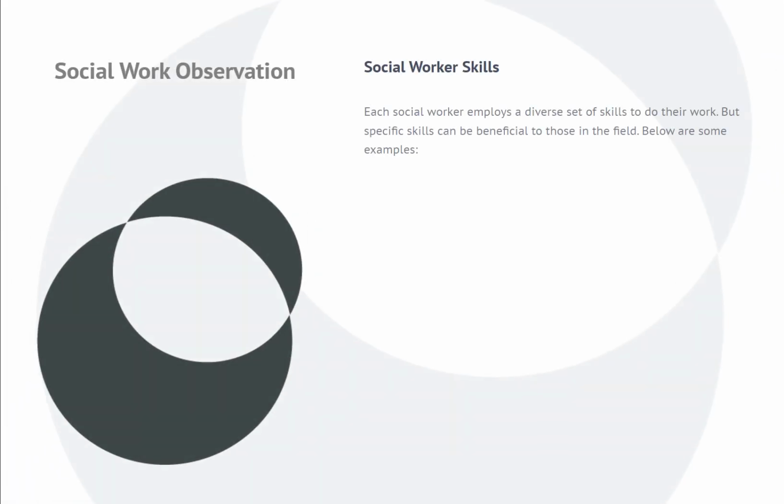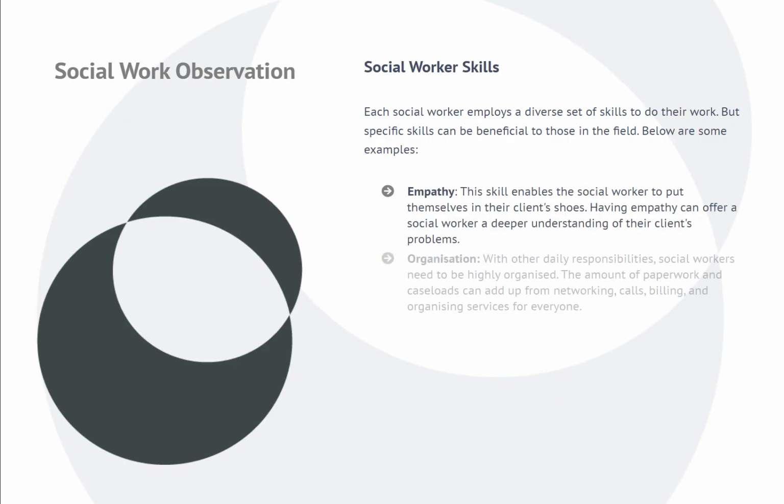Social worker skills. Each social worker employs a diverse set of skills to do their work, but specific skills can be beneficial to those in the field. Below are some examples. Empathy. This skill enables the social worker to put themselves in their client's shoes. Having empathy can offer a social worker a deeper understanding of their client's problems.